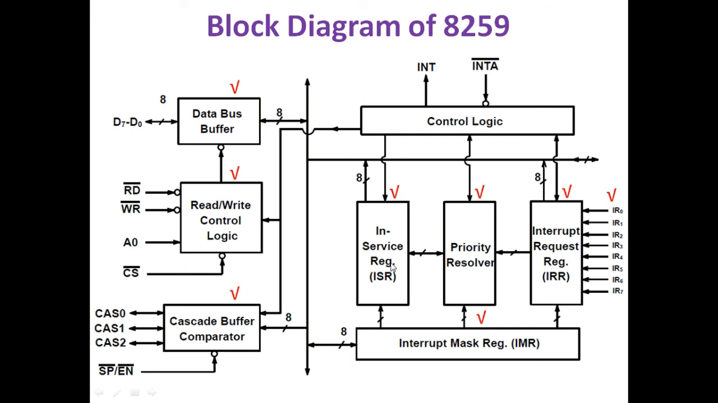So here the last one is the control logic. The control logic controls the right side of this block diagram, that is masking of the particular interrupt, noticing the request of the particular interrupt, resolving the priority, and providing the service to the interrupts. Okay, so all these 8 interrupts will be serviced using these 2 lines only, INT and INTA bar. So this is all about the block diagram of the 8259 IC. Thank you.